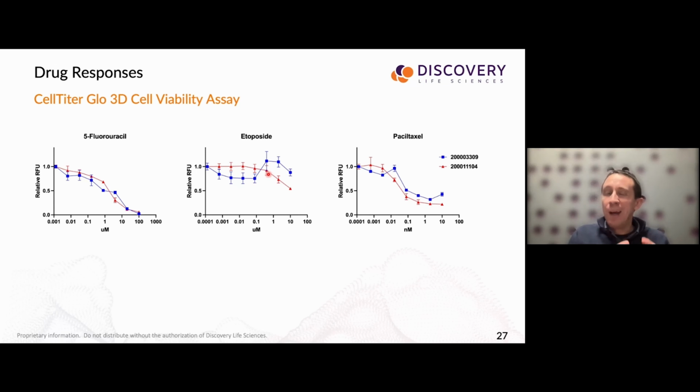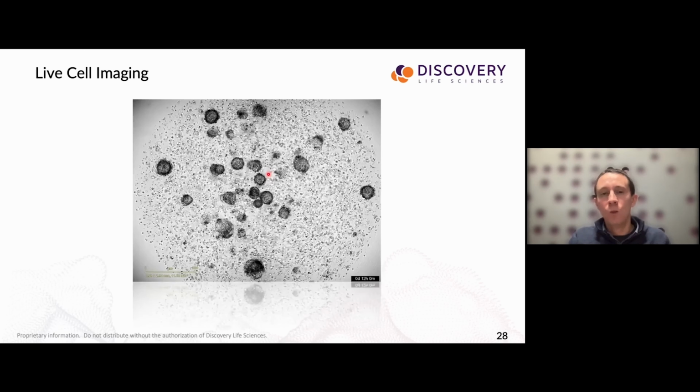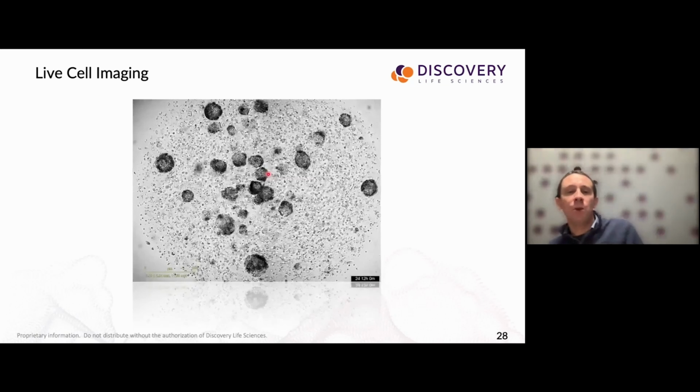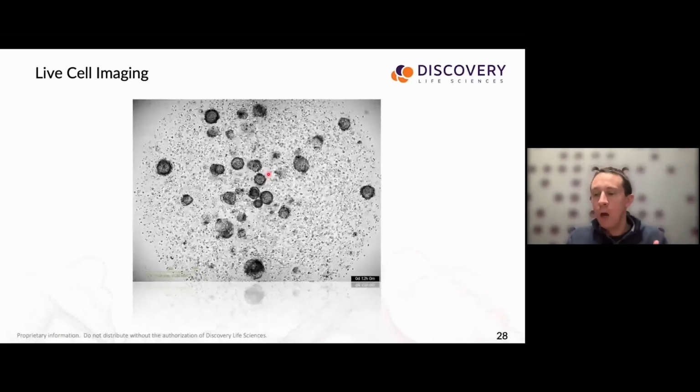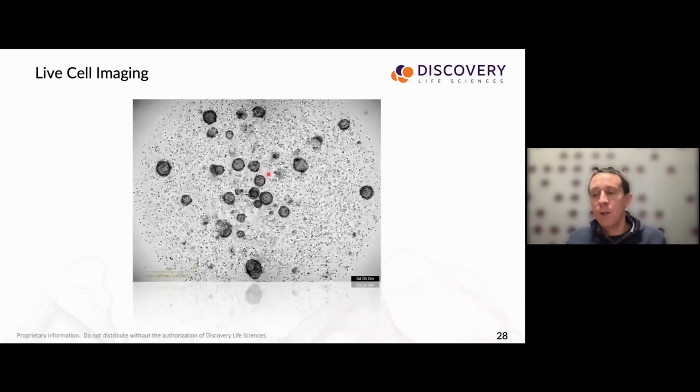But this is looking at a bulk model. And really, as we moved from compounds specifically targeting the tumor cells to those where we're looking at influencing the immune system against the tumor cells, we needed to move to a slightly different system. So what we have started to evaluate is the ability of these tumoroids to grow in live cell imaging systems. So this is an IncuCyte S3 instrument.